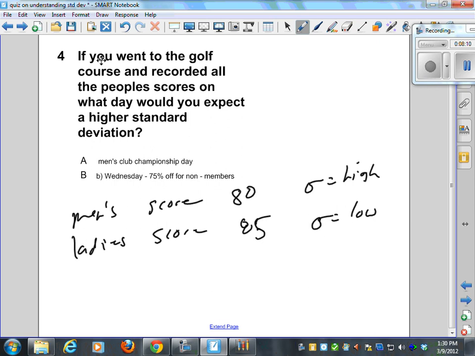Here's what I want you to do. This will really determine if you understand standard deviation. You can work with a partner or on your own. I would like you to write a question like this one, but it cannot involve golf. I want you to write a real world question with two possible answers. You can pick higher or lower standard deviation, and then we're going to answer it as a class.